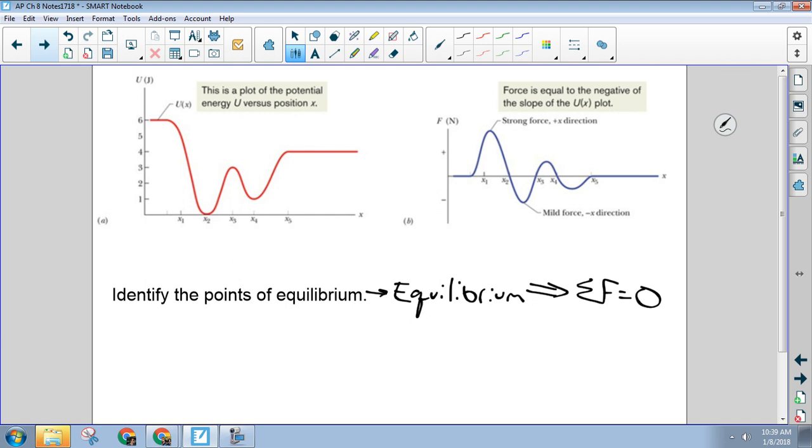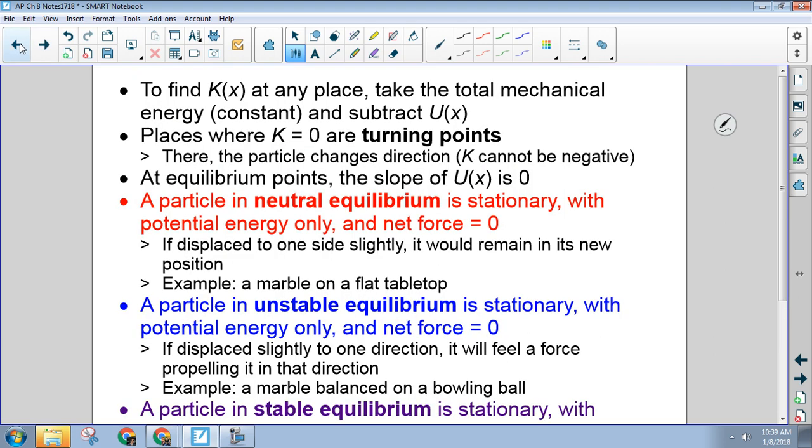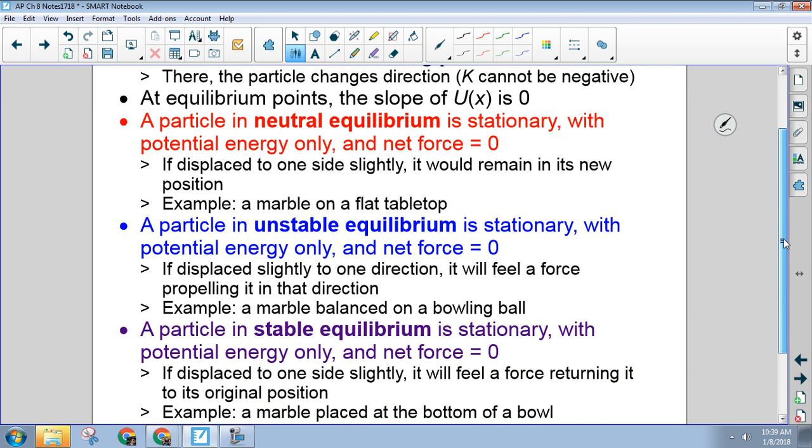Okay? So it turns out there are 3 different types of equilibrium points. They are called stable equilibrium points, unstable equilibrium points, and neutral equilibrium points. And the definitions of them are described on the previous slide. So, here they are right here.